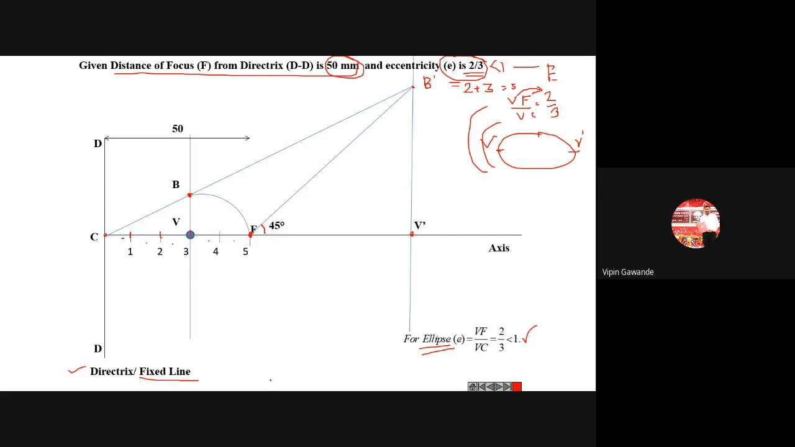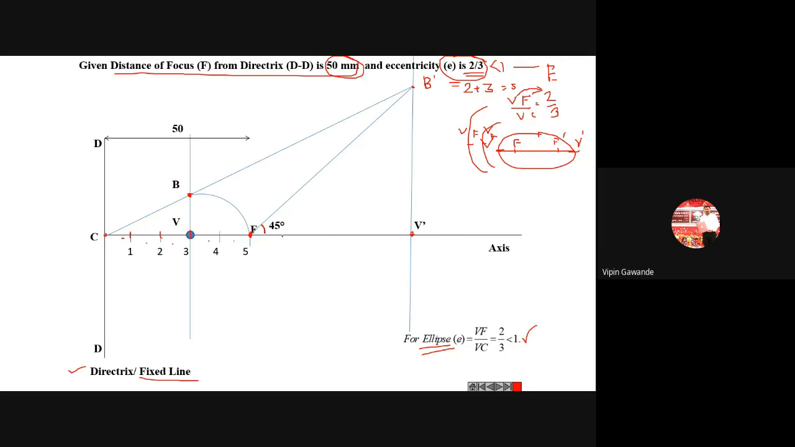So what we have done is taken a 45-degree angle here, and that line will intersect our CB line at B dash. From B dash, you draw one vertical line that will intersect the axis at V dash. So now we have V and V dash for our ellipse. We also have the focus. In the ellipse, there are two foci, F and F dash, while in the parabola and hyperbola, we have only one focus. One vertex and one focus in the parabola and hyperbola, while in the ellipse, we have two vertices and two foci. You have to remember that.